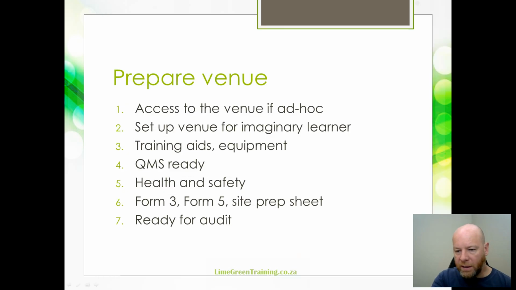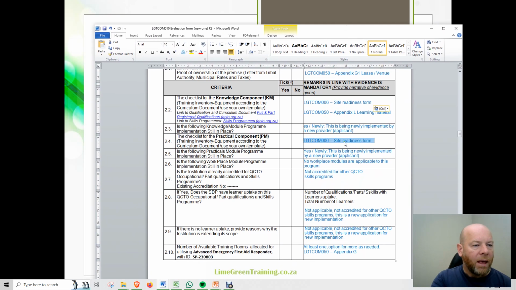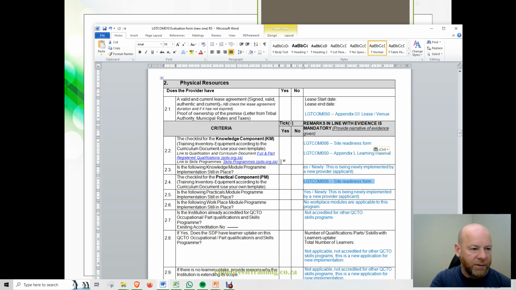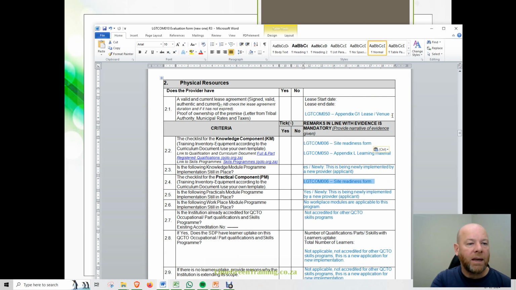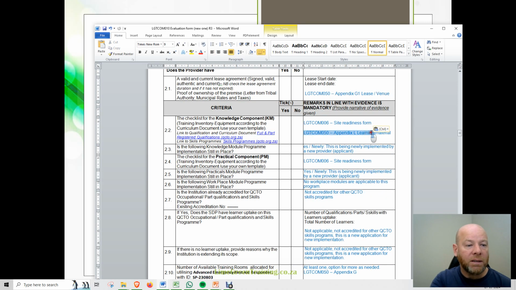Then Form 5 is this evaluation form, QCTO's Form 5, and that is the one that includes the questions on the left hand side and your answers on the right as aligned to the QMS. Those questions pertain to your venue. So here they wanted the lease agreement, which pertains to your venue. Here they want the site readiness form, which I've supplied and include next there. Learning material, so we can have one set of printed manuals for this audit. So make sure that that's on site and ready.